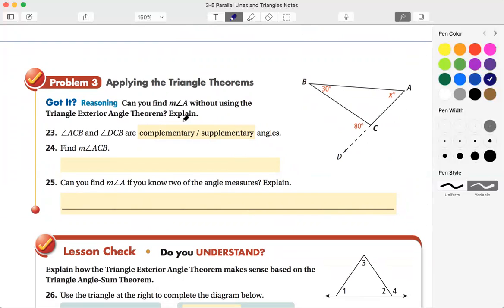So, do we understand what we're doing here yet? Can we find the measure of angle A without using the triangle exterior angle theorem? Explain. Well, we might. Angle ACB and angle DCB happen to be supplementary angles. So find the measure of angle ACB. That's going to be 180 degrees minus 80, which equals 100 degrees. So then we can use the triangle sum theorem. The measure of angle A equals 180 degrees minus 100 minus 30, which equals 50.